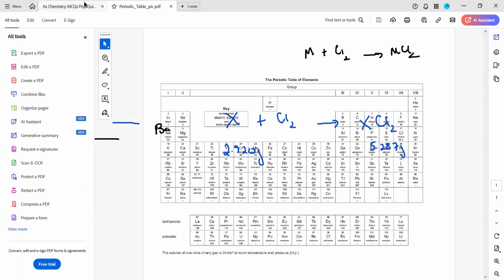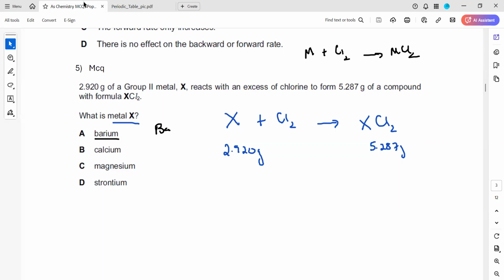To get the moles, you divide the mass in grams by the molar mass. So if you divide 2.92 by 137, what's the answer? 2.92 divided by 137. So we got 0.02 moles. So this is 0.02 mole.